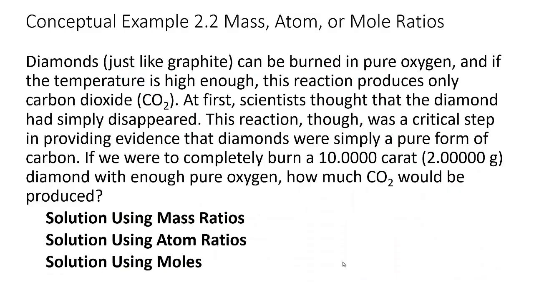Alright, now your textbook has an example in it where it shows you 3 different ways to solve this problem. So this is a little complicated of a problem that it can be solved pretty simply, but it can be solved 3 different ways. And so it's saying if we were to burn a 10-carat diamond with enough pure oxygen, don't know why you don't want to burn up the diamond anyway, but whatever, how much carbon dioxide would be produced? Well, we already are producing enough carbon dioxide. Do we really need more? But they show you how to do it using mass ratios, atomic ratios, and moles.